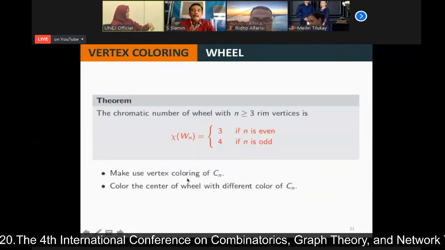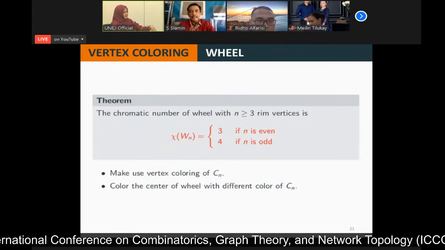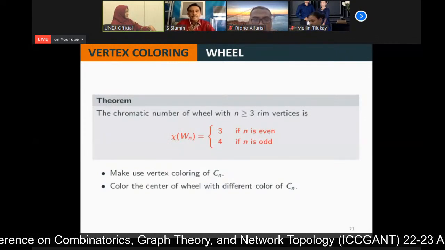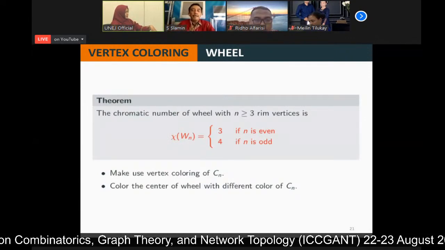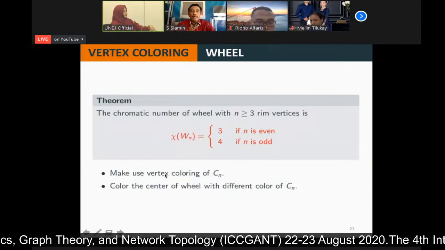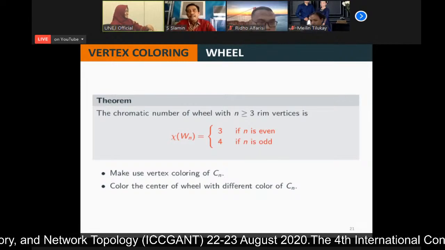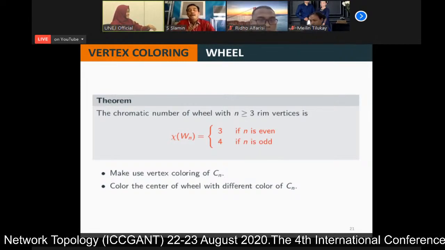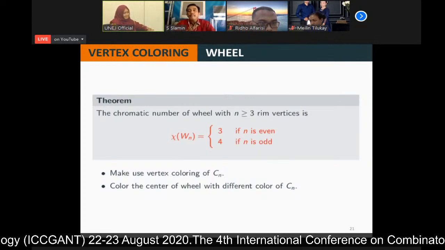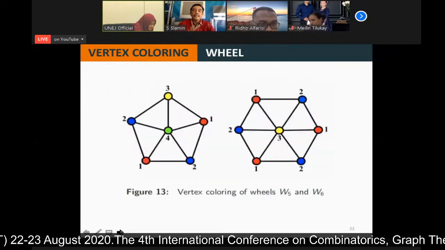Okay, the wheel. The wheel is simple. We put one vertex in the middle, in the center of the cycle, and connect it to every vertex of the cycle. So that's why the chromatic number of a wheel is equal to the chromatic number of the cycle plus 1. Okay, this is the example.